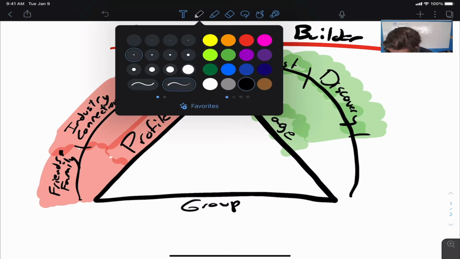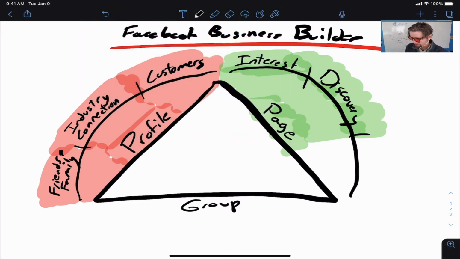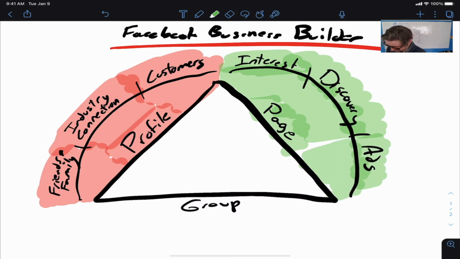And then the third part about Facebook pages is they open up the ability to do ads or use what's known as the Facebook Business Manager. So if you want to run paid ads, you need a business account to do that, which comes with your page. So that is an important aspect of that.